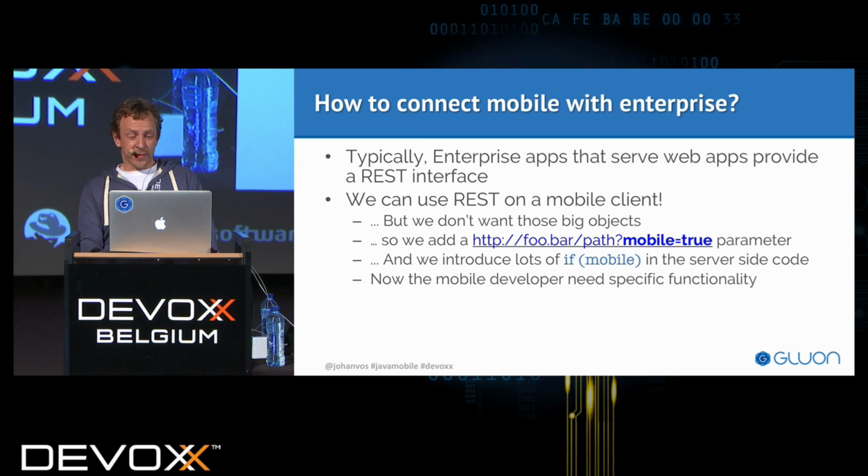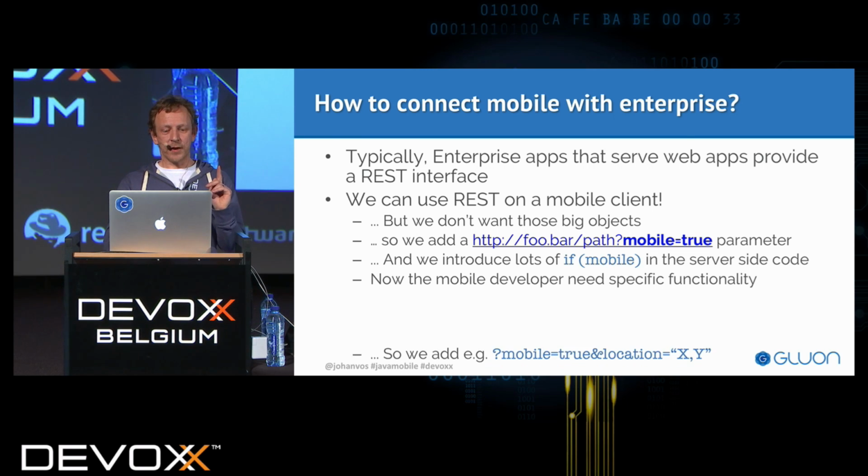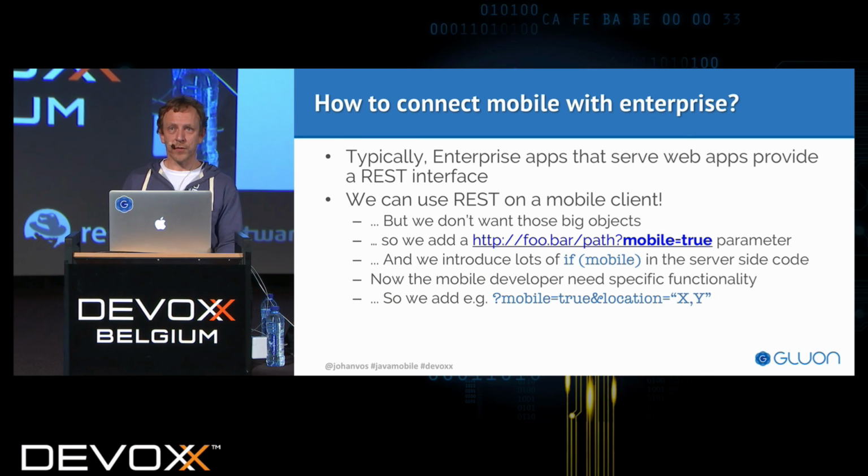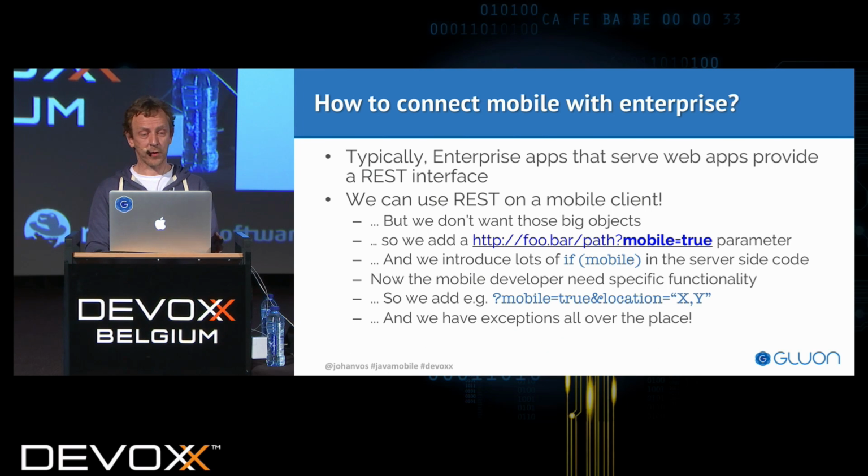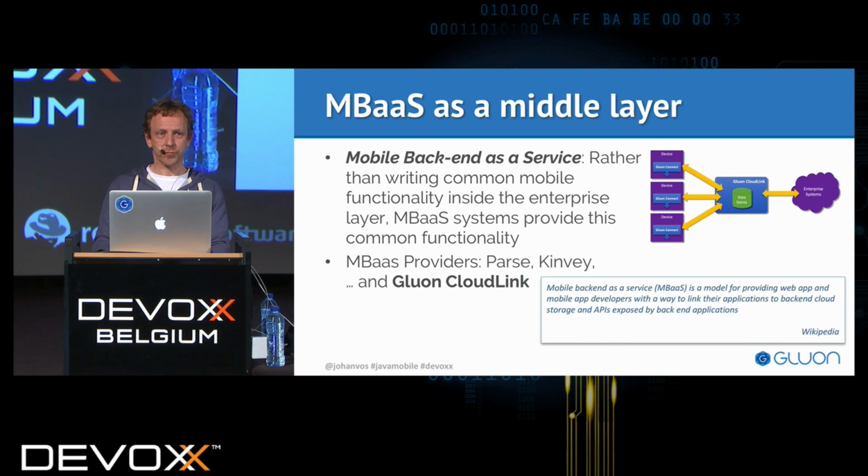And then the mobile developer says, yeah, but I want some specific functionality. For example, I know where the user is. So if I pass this information, for example, location is X, Y, then maybe the backend can say, oh, we are also going to send you the location of the most nearby shop. So you have then mobile specific code. But then your code depends on this mobile parameter, and it's not going to work for the web frontend anymore, and you will have exceptions all over the place. And that's not what you want.